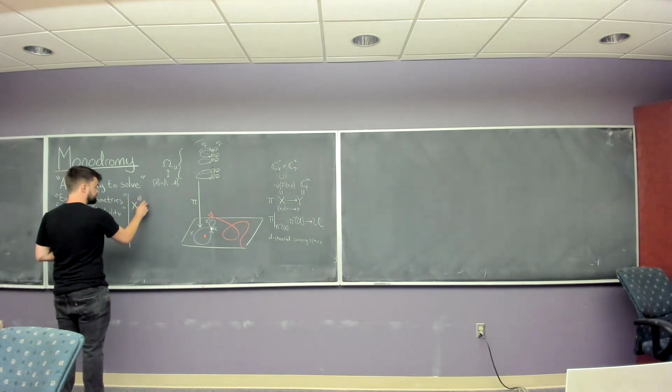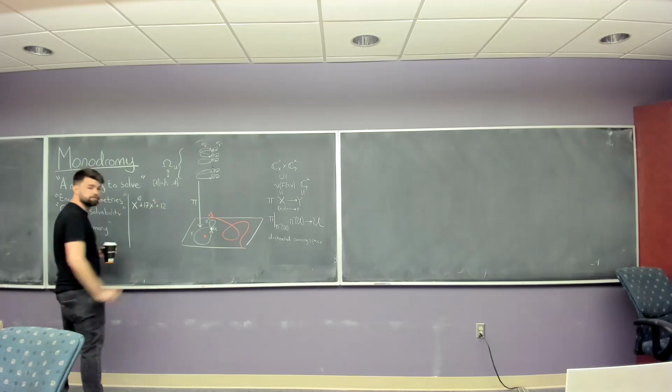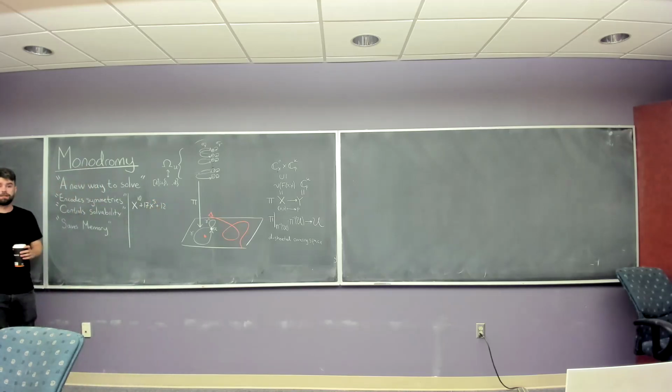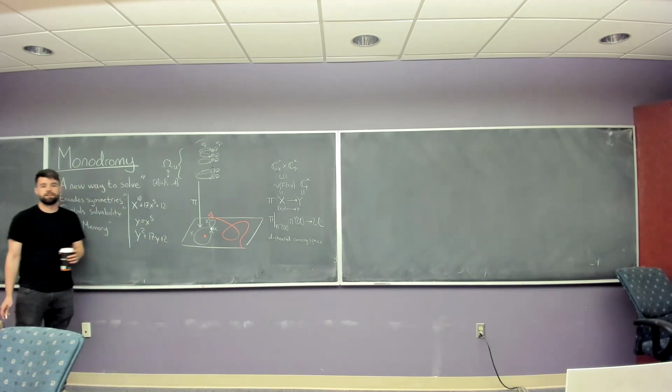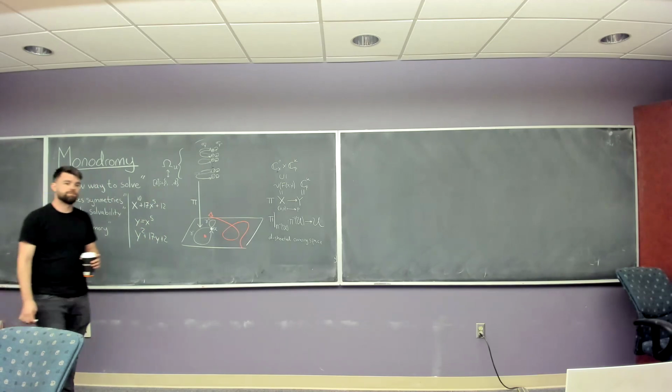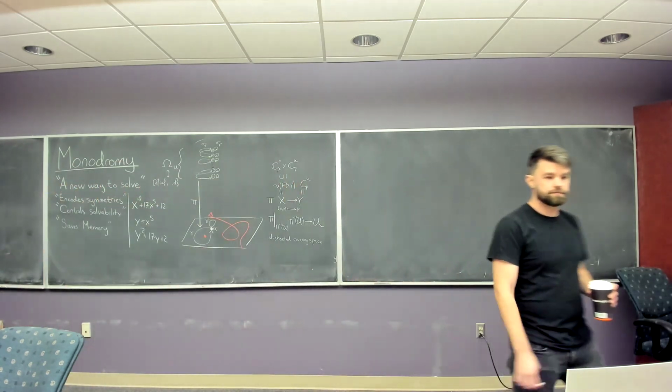x to the 10 plus 17 x to the 5th plus 12. You could all solve this by hand and give me a description of the solutions, because you would just do a change of variables like this, and then you would solve this quadratic. And then just say, oh yeah, it's the 5th roots of these two solutions.